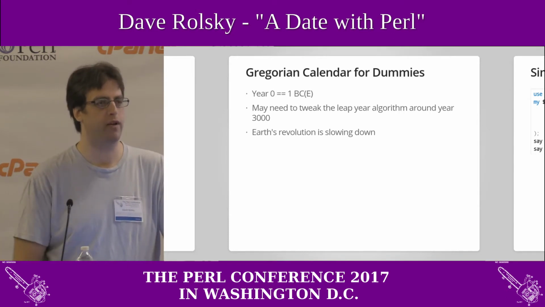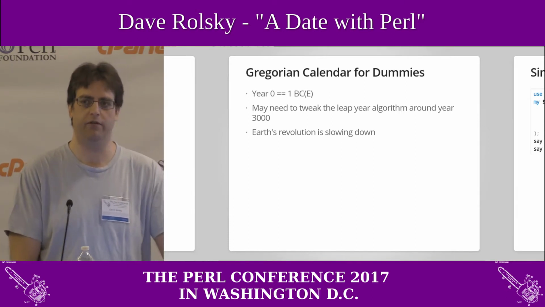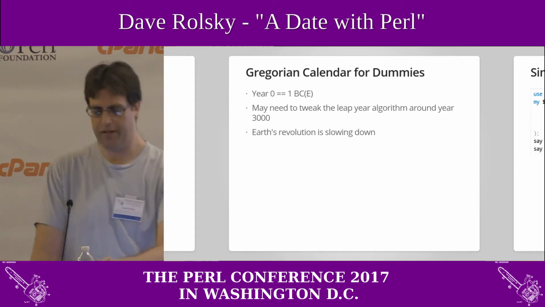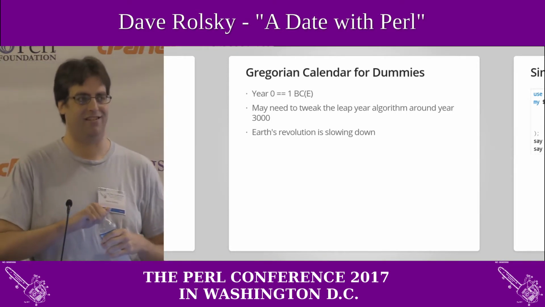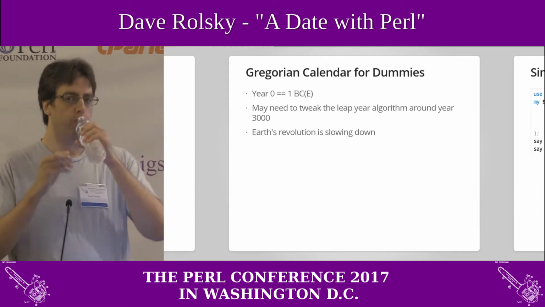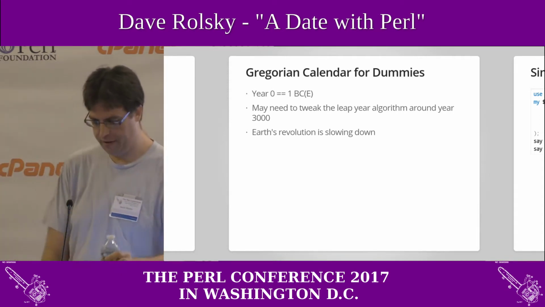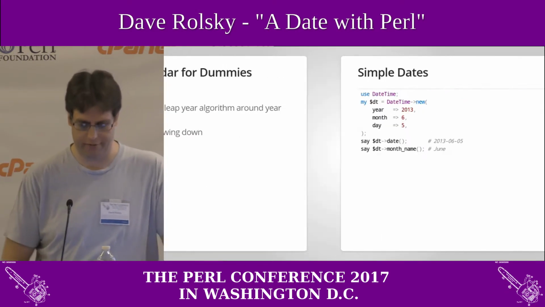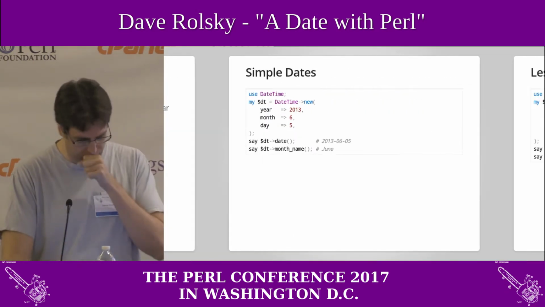We might need to tweak the leap year algorithm in the near future. I'm sure all of us will be around to see this, because the Earth's revolution around the sun is actually slowing. So maybe we'll need leap days a little more often or less often. We'll need them different.